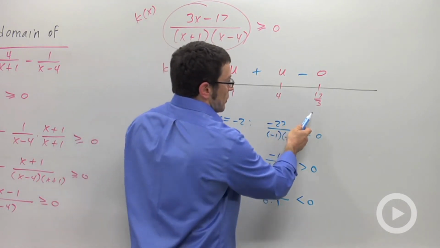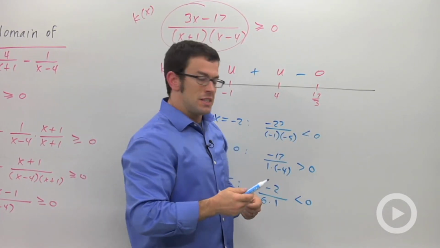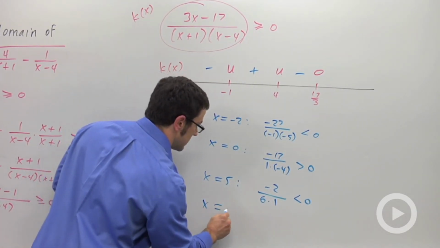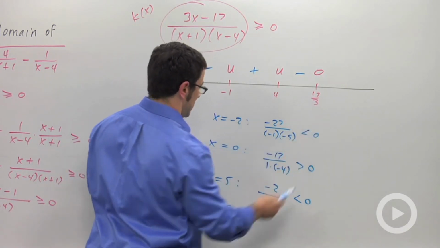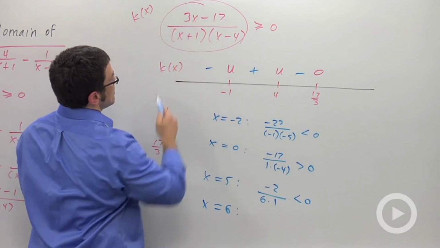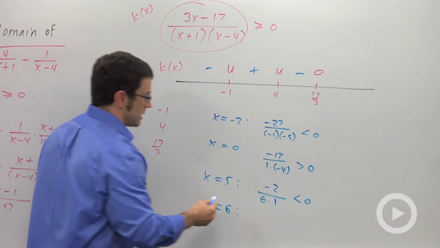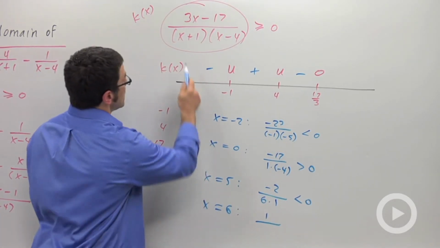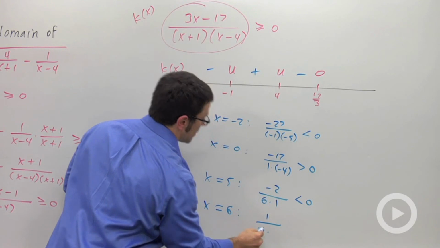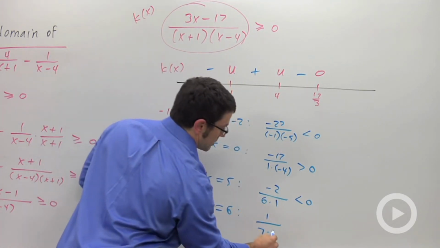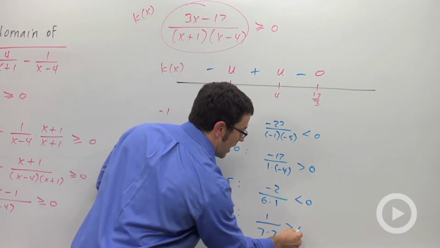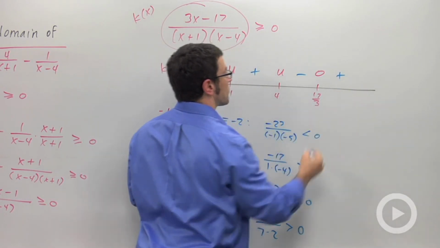Now 17 thirds is very nearly 18 thirds, which is 6. I could plug in 6 to find out what happens to the right of 17 thirds. So I get 3 times 6, 18, minus 17 is 1, over 6 plus 1, 7, times 6 minus 4, 2. It's all positive, so I have a positive value over here.